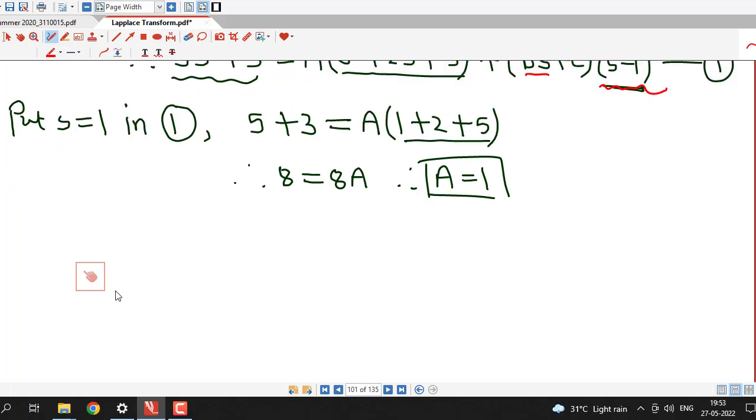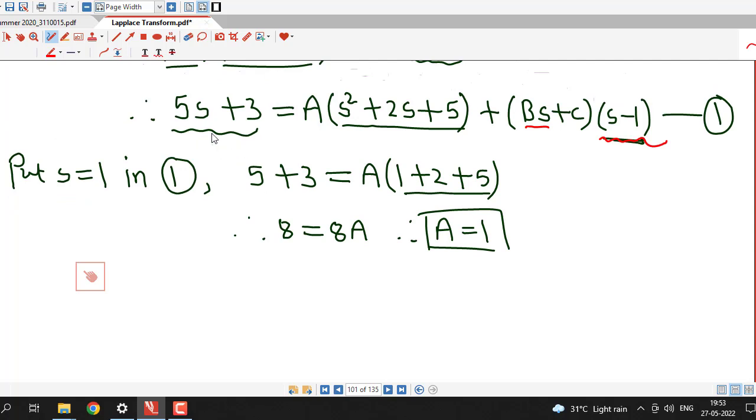Suppose I compare coefficients of s square on both sides. The left hand side has no term containing s square, which means the coefficient of s square on the left hand side is 0. On the right hand side, first we decide the coefficient of s square in this term, and it is clear that it will be capital A. And here also, if we multiply Bs with s minus 1, we will have B into s square, that is, the coefficient of s square in this term is B.